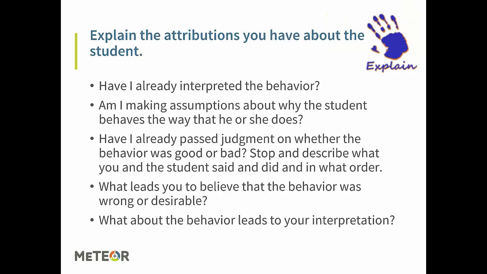Step 1, explain the attributions that you have about the student. When unpacking attributions about students in the classroom, ask yourself the following questions. Have I already interpreted the behavior? Am I making assumptions about why the student behaves the way that he or she does? Have I already passed judgment on whether the behavior was good or bad? Stop and describe what you and the student said and did, and in what order. What leads you to believe that the behavior was wrong or desirable? And what about the behavior leads to your interpretation?